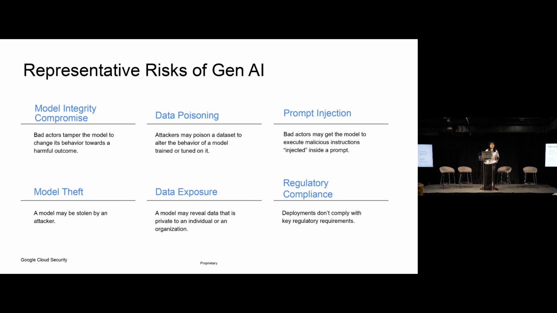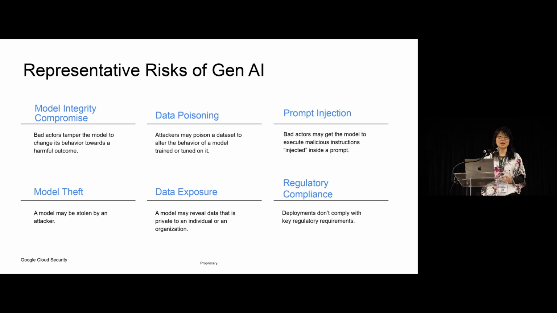People can jailbreak your prompt and then create a lot of security risk. And also your model can be stolen. How can you prevent that from happening? Those are the potential risks when we talk about Gen AI.